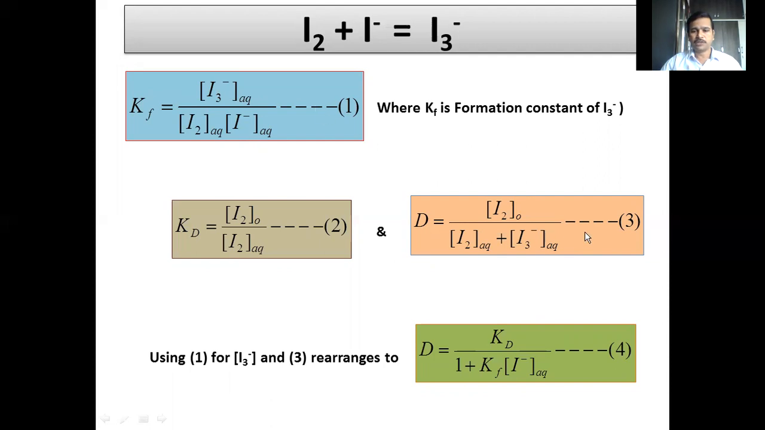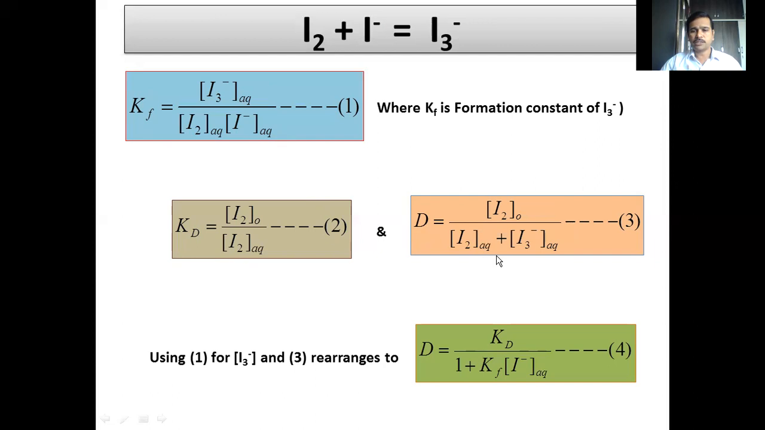In this particular equation, you will get D is equal to Kd divided by 1 plus Kf into concentration of iodide. So for I3 minus, from this equation you will get Kf into iodine concentration in the aqueous layer into iodide concentration in the aqueous layer. So you will get D is equal to I2 concentration in the organic layer divided by I2 concentration in the aqueous layer plus Kf into I2 concentration in the aqueous layer into iodide concentration in the aqueous layer. You will get this expression.